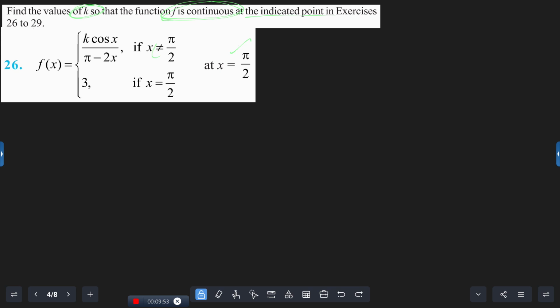Not LHL here. Here, interval is not given. Only not equal and equal means function value and limit value. When an interval is given, left hand limit, right hand limit, then function value must be equal. When interval is not given, only function value and limit value will be equal. So here the limit value, limit x tends to what is indicated? Pi by 2. So limit x tends to pi by 2 of f of x, which is equal to f of pi by 2, the function value. These two will be equal. When will these two be equal?